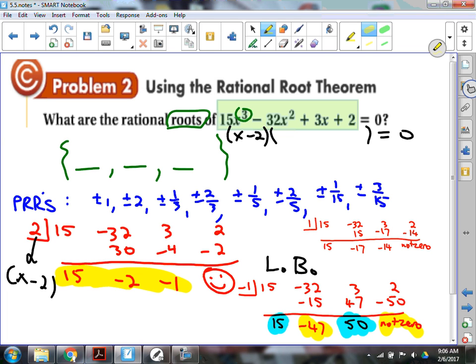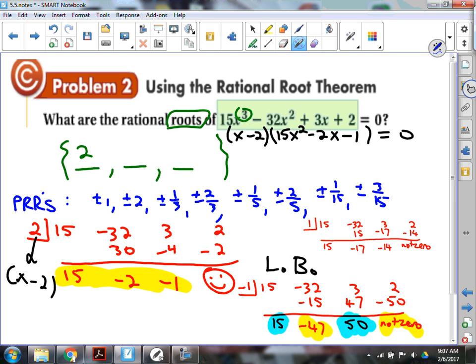Now, we took a cubic and we divided it by a linear, so that's 15 what? 15x squared. So our quotient then is 15x squared minus 2x minus 1. So our end goal is to fill in all those three spots with these roots. Well, we found one of them. What's one of the roots? 2. One of the roots is 2.